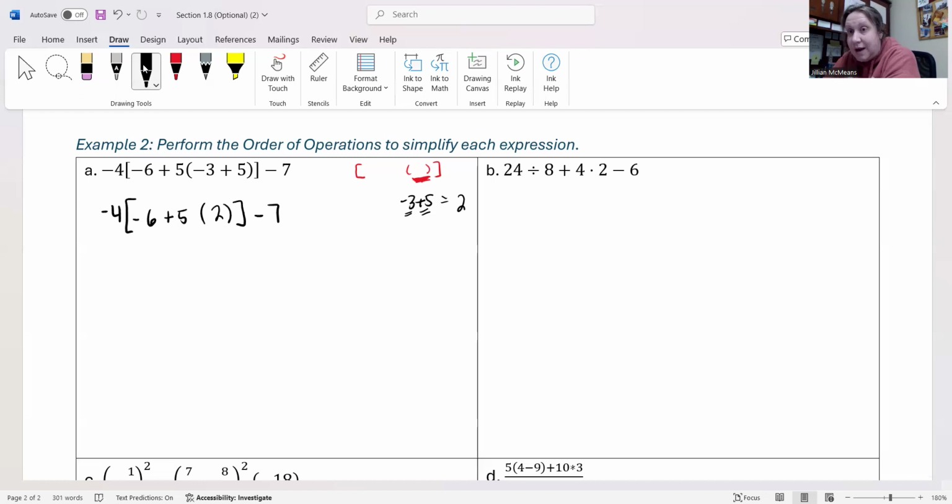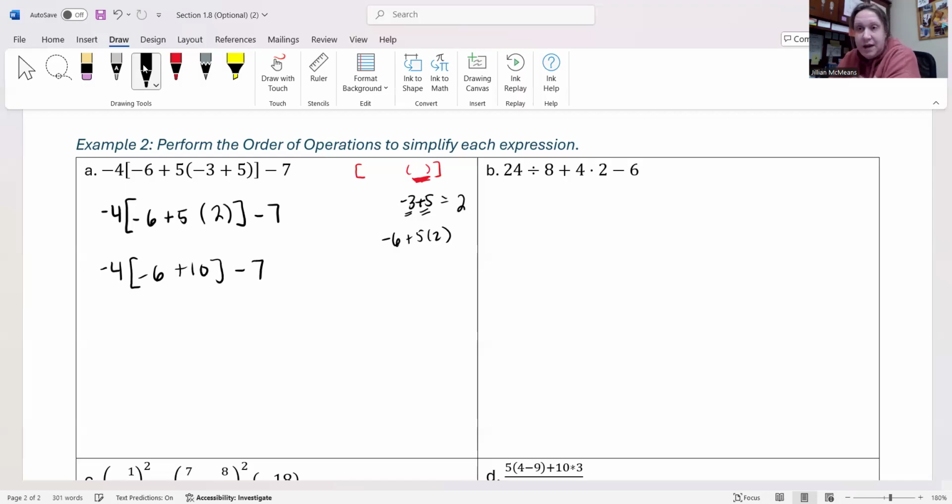So inside the brackets, we have two things happening. We have addition and we have multiplication. Okay, so what I'm dealing with is -6 plus 5 times 2. Well, I need to do the order of operations on this miniature expression first. So when we're inside that set of brackets, we have the addition and the multiplication. We need to do the multiplication first. So I have +5 times 2. We know that +5 times +2 is just 10. So I'm going to rewrite this whole expression, but where I see the 5 times the 2, I'm going to write it as +10 because it's positive.